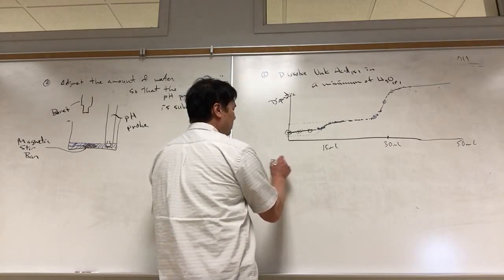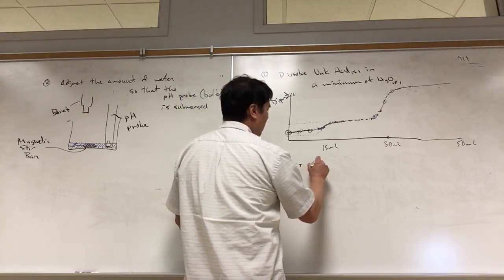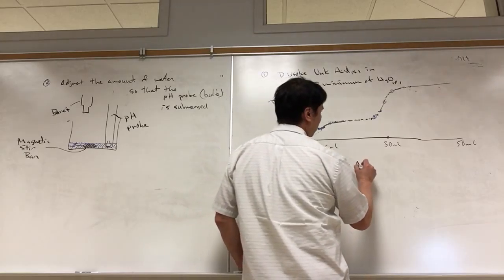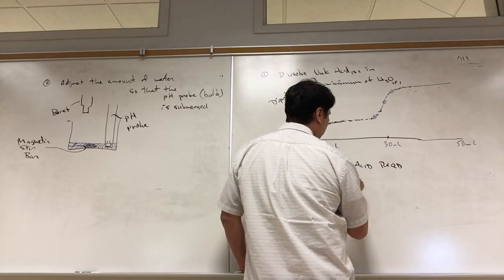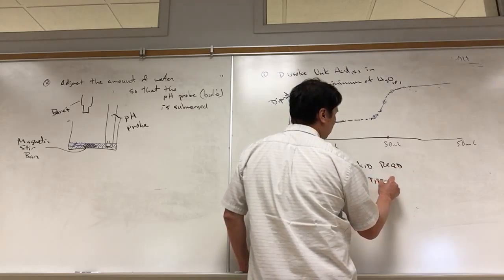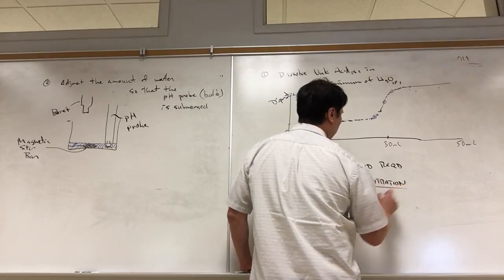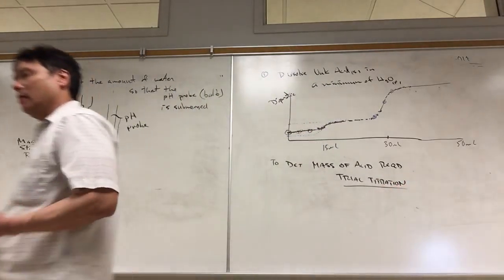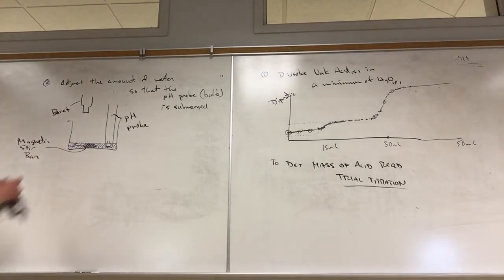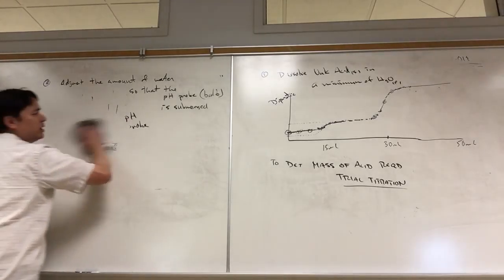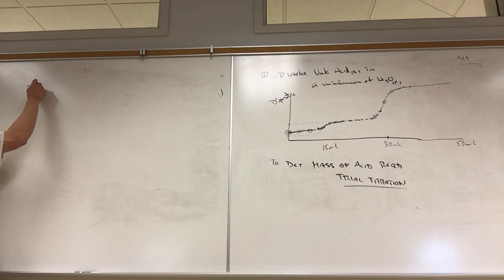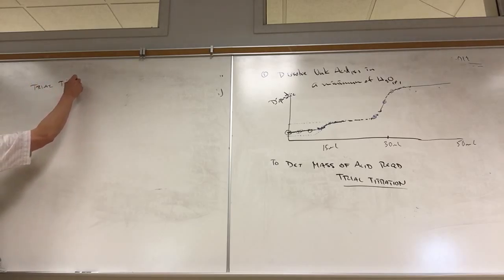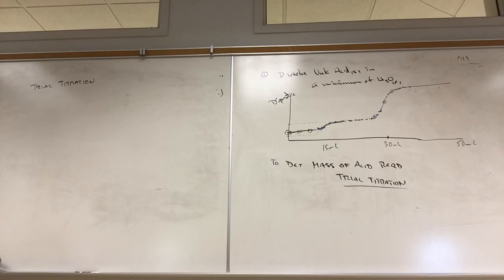And so to determine the mass of acid required, we're going to do a trial titration. In this preliminary titration, we aren't going to measure the pH. This preliminary titration is just going to be like a Chem 1A style titration. Okay, so for the trial titration, we need to take a guess at how many grams.